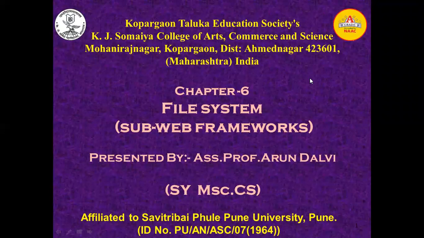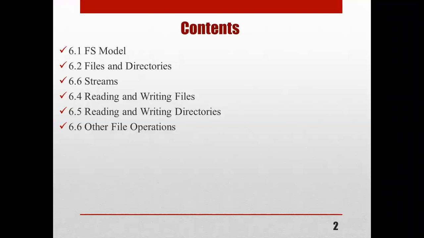Good morning, everyone. Today we are going to start chapter number 6, that is file system, from the subject web frameworks. These are the contents of chapter number 6. First one is FS model, that is file system model, then files and directories, then streams, then reading and writing files, reading and writing directories, then other file operations.